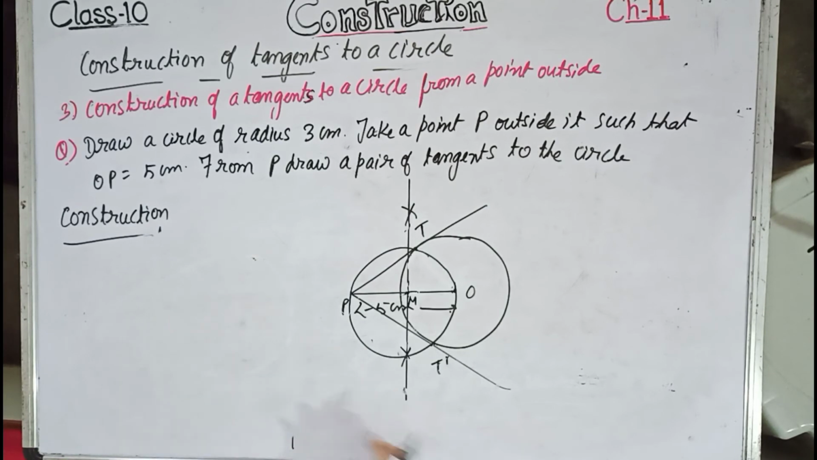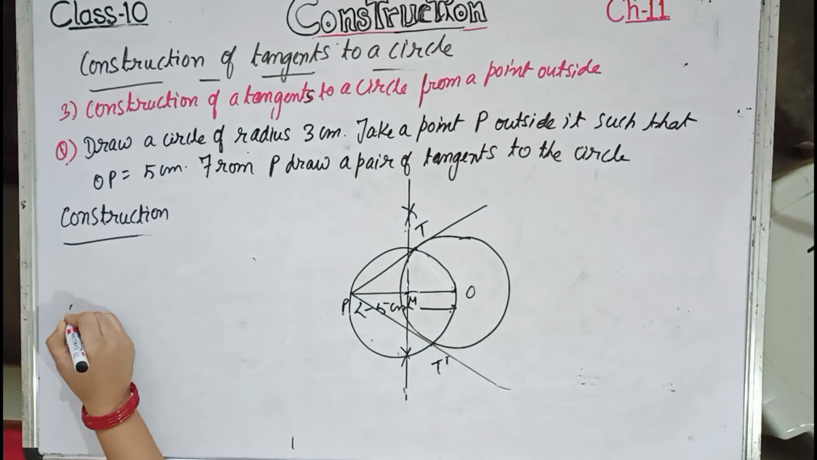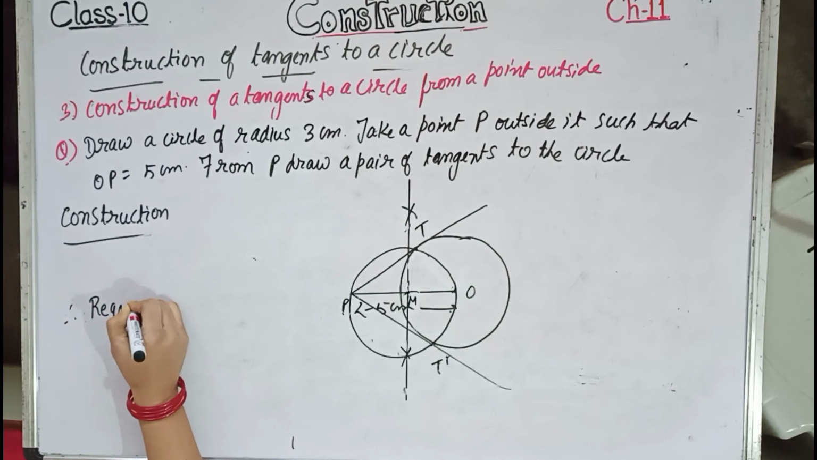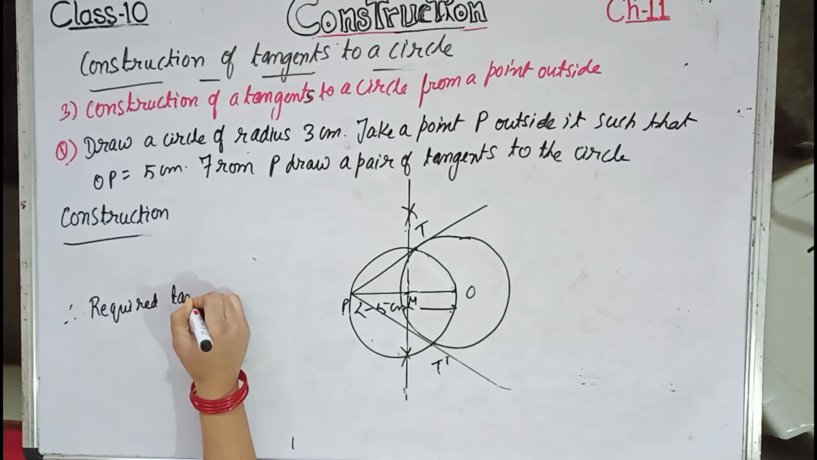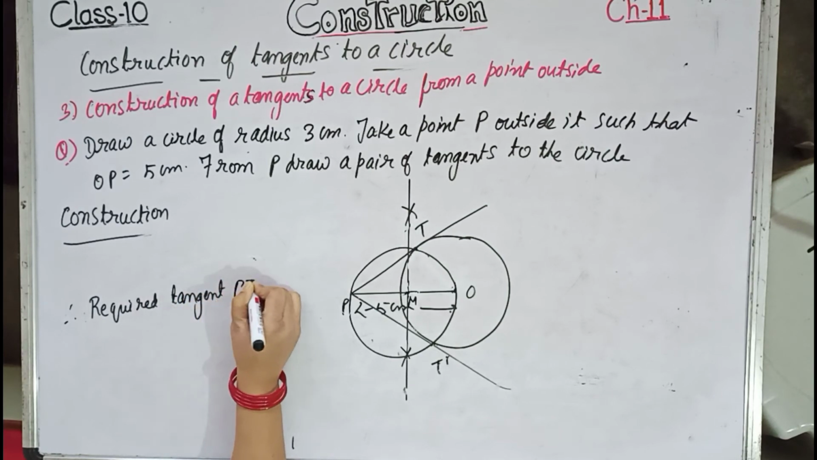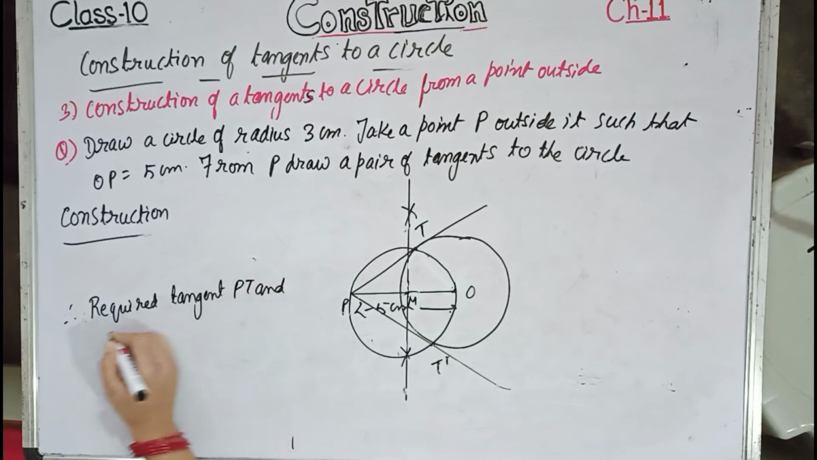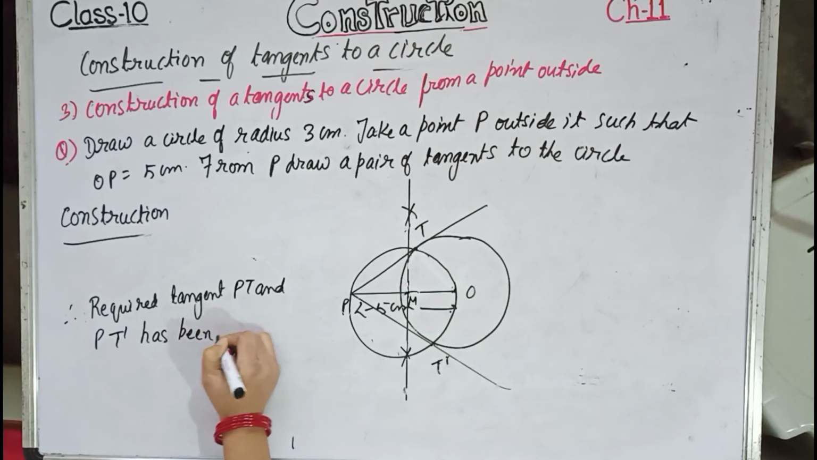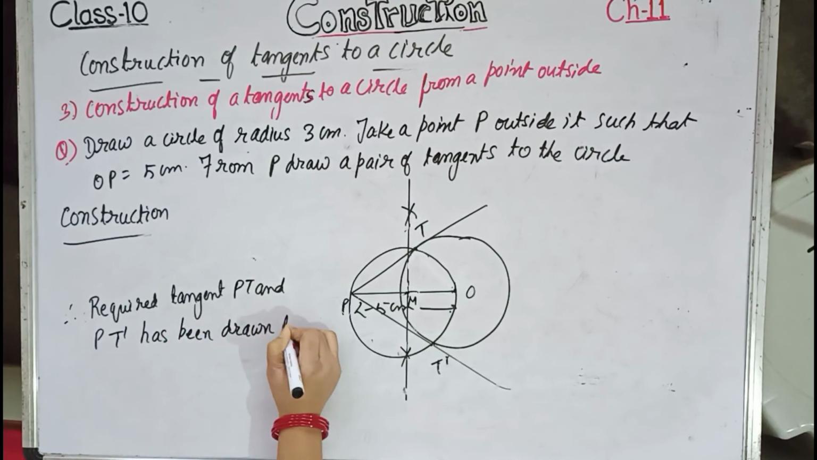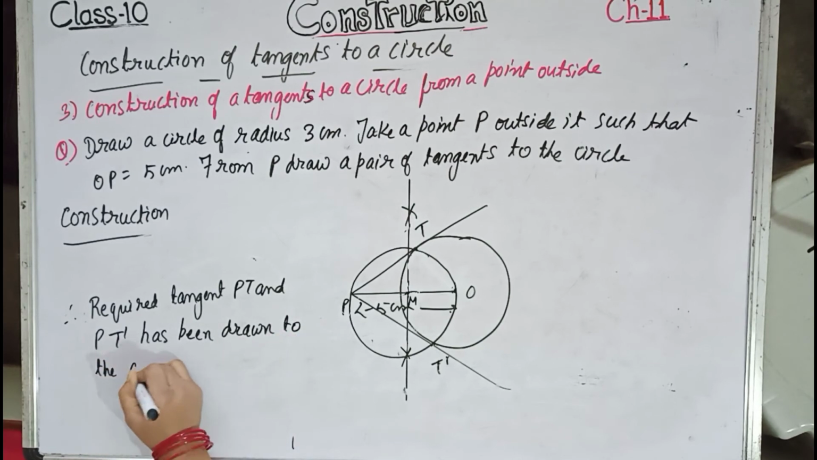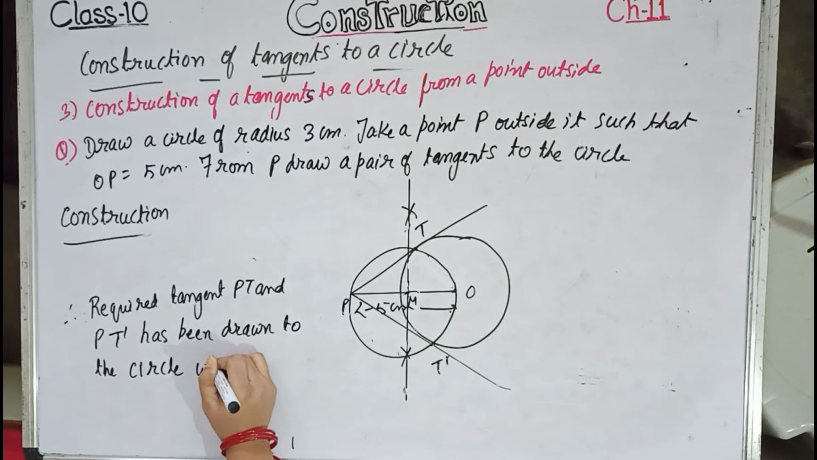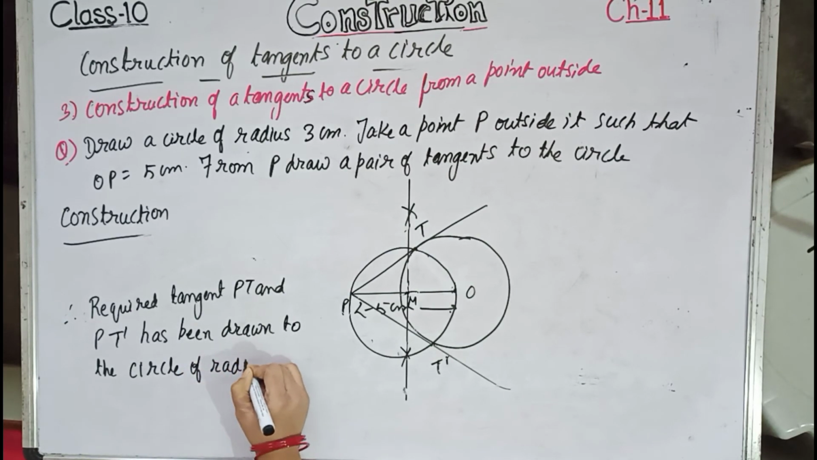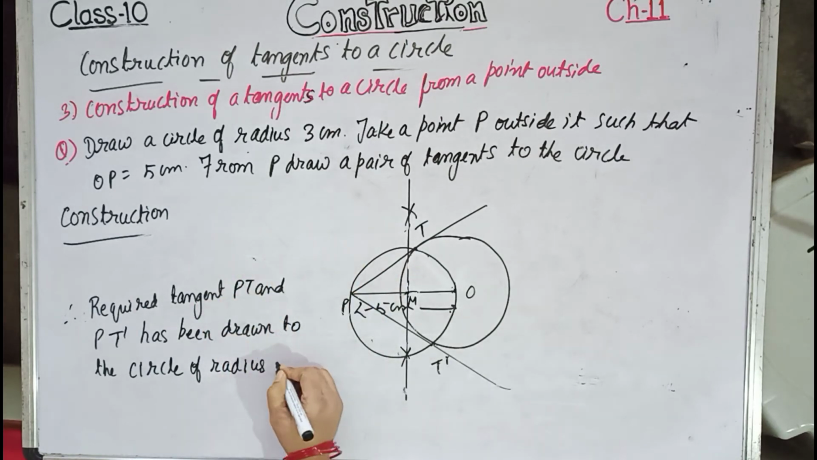After writing the steps of construction, you will write: therefore, the required tangents PT and PT dash have been drawn to the circle with radius, what was the radius? 3 centimeter.